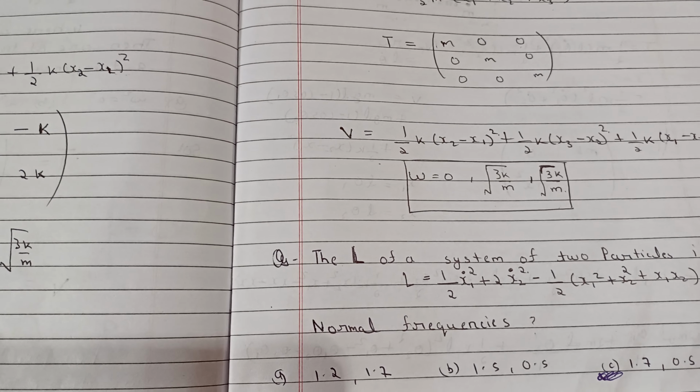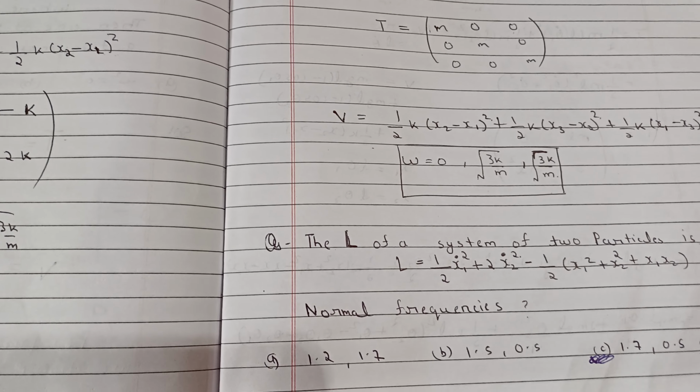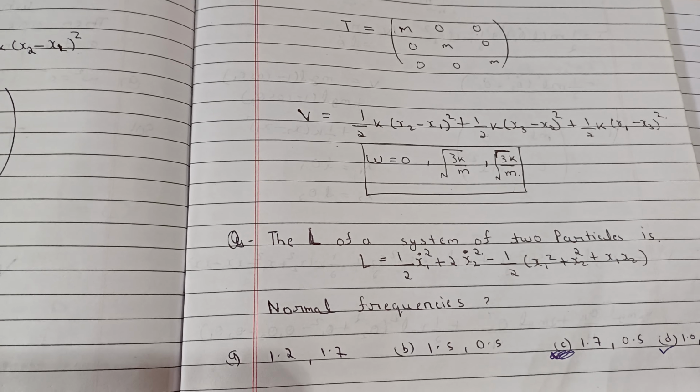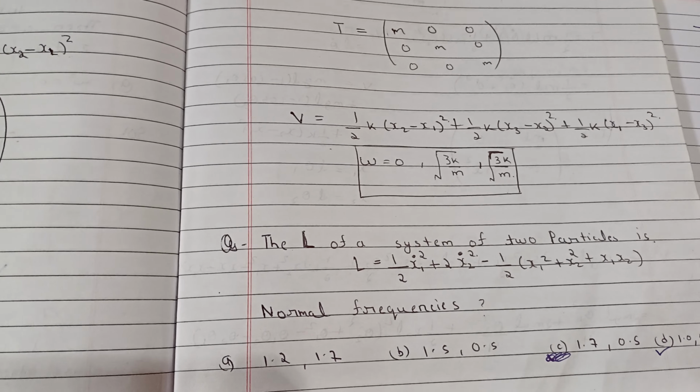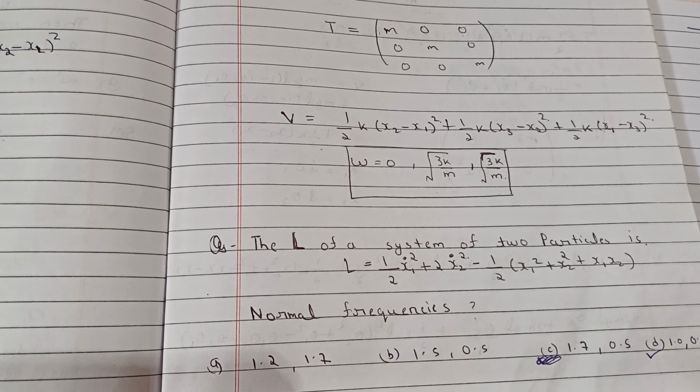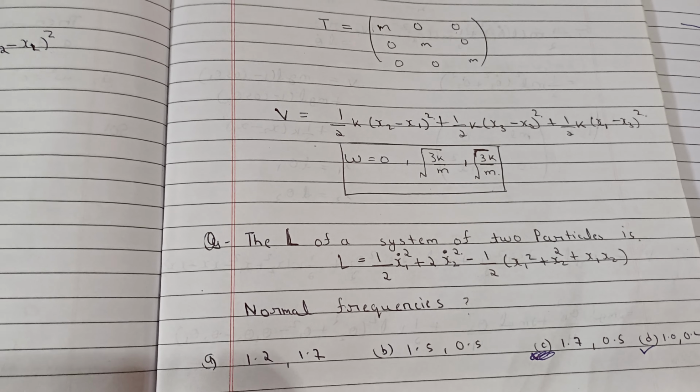So hello everyone, this is lecture 38 for classical physics. In the last lecture we were discussing small oscillations. We discussed how to find the kinetic energy matrix, how to find the potential energy matrix, and then how to use those matrices to find the normal frequency. So we're discussing some questions.